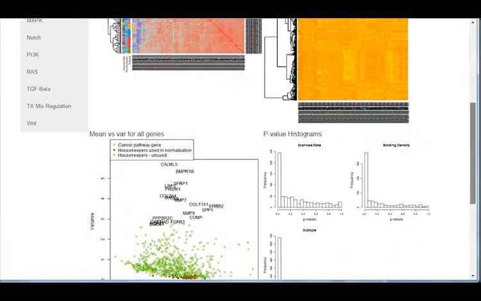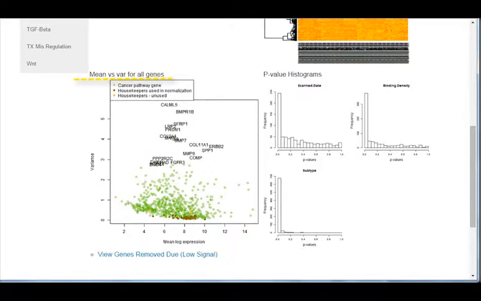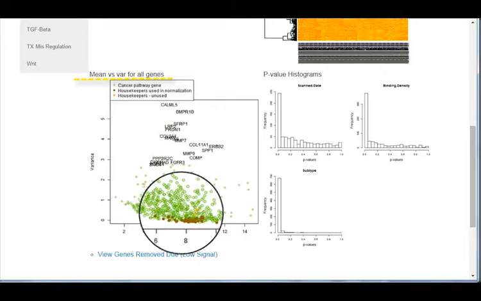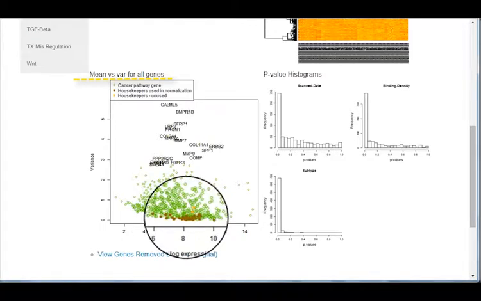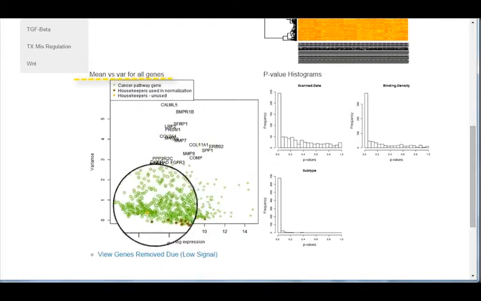Scrolling down, we see a plot showing the mean and variance of all genes in the analysis. High variance genes, which may be particularly biologically interesting, are named. We can also see that our selected housekeepers, in brown, have very low variance overall, and that our discarded housekeepers in yellow have slightly higher variance.